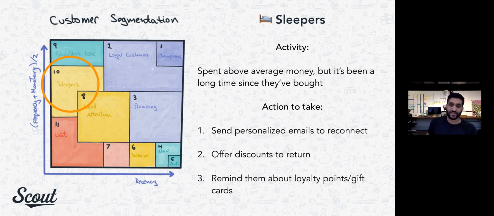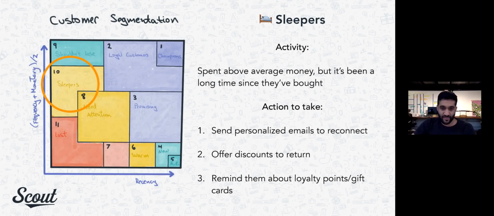Next up are the sleepers. These are above average spenders, but they haven't spent in a really, really long time. Again, you want to bring them back. At the end of the day, they are above average spenders. You want to keep above average spenders on your store, because if you have more above average, the new average is higher. So you want to have higher averages.